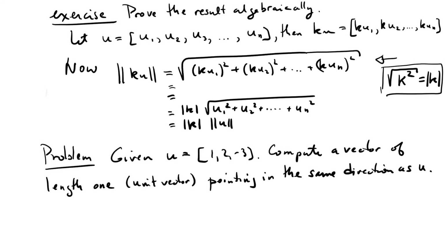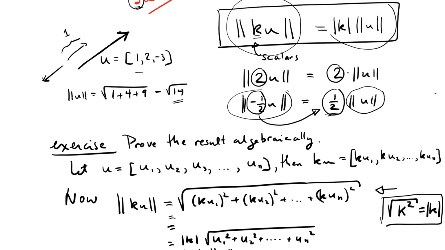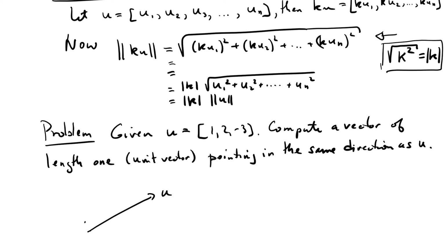So how do I do this? Well, if it's going to be pointing in the same direction, it's going to be proportional to u. So it's going to be some k times u. So if I've got u, the unit vector I'm looking for is some k times u, but I need to choose my k wisely. What do we want here? I want to choose k so that the norm of ku is 1. I want k to be such that it satisfies this equality.